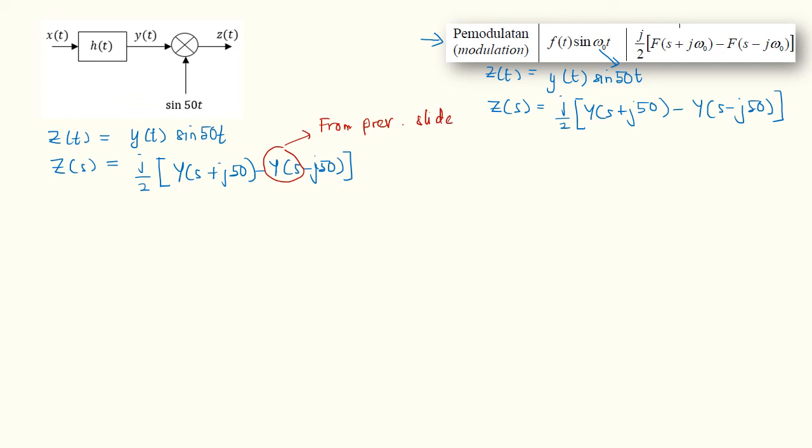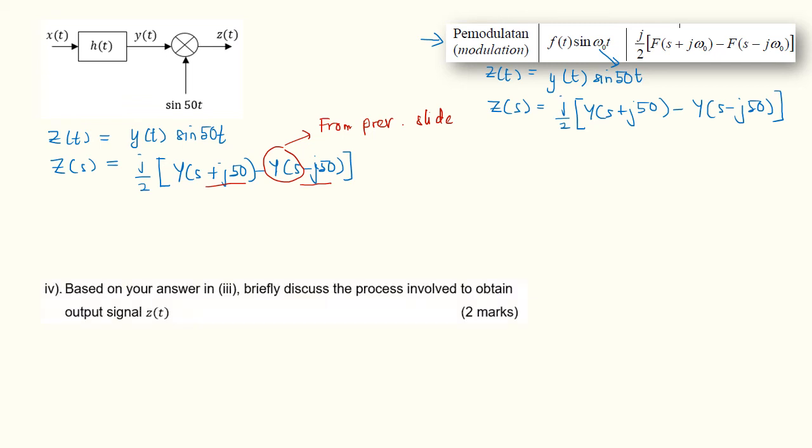Okay, so you need to put in your Ys equation, and don't forget the s for the Y must be added by G 50 and also deducted by G 50. Okay, so please derive the equation by including the Ys that you have derived from the earlier question.